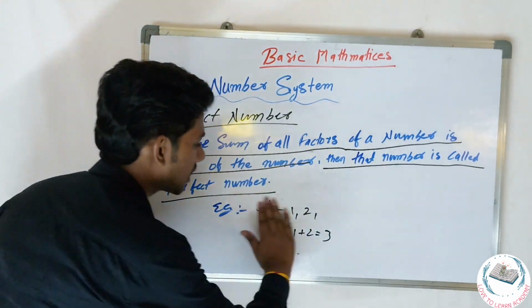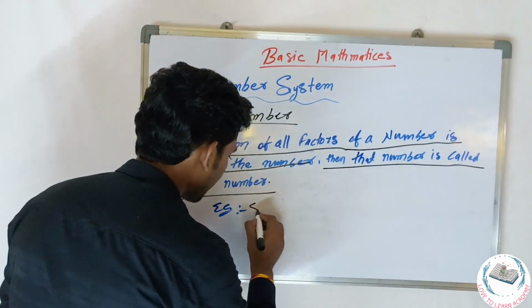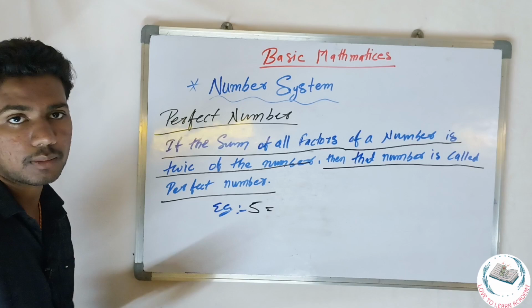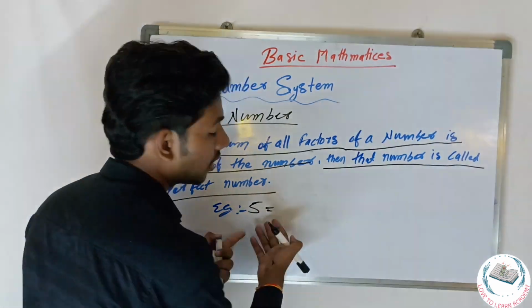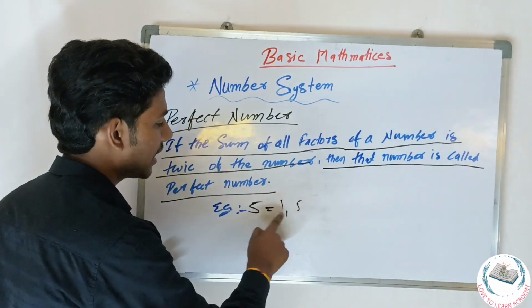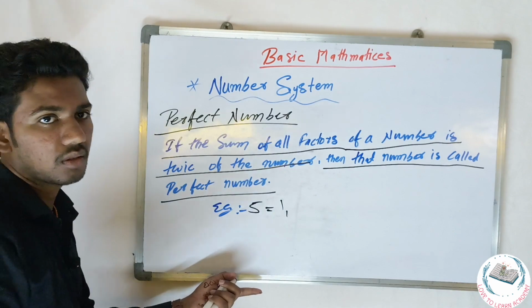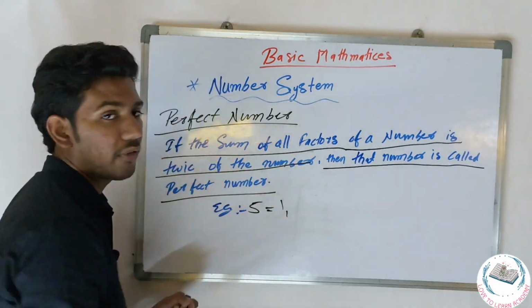So take another example. If you take 5, can you tell this is a perfect number? The factors of 5 are 1 and 5. You can forget 5 because it's the same number. So you have to forget this, and only 1 remains. So it is not a perfect number.